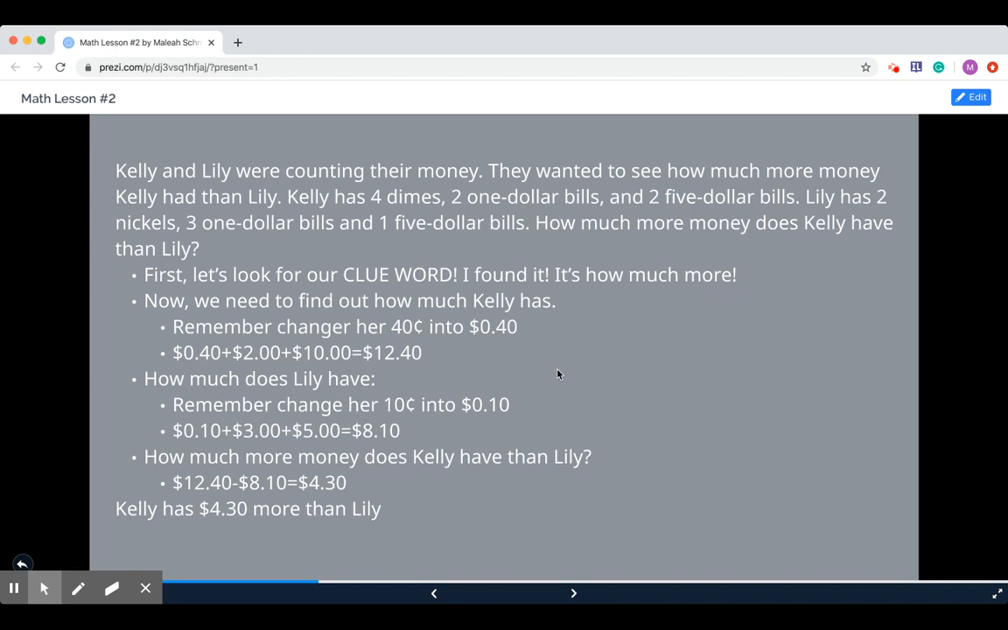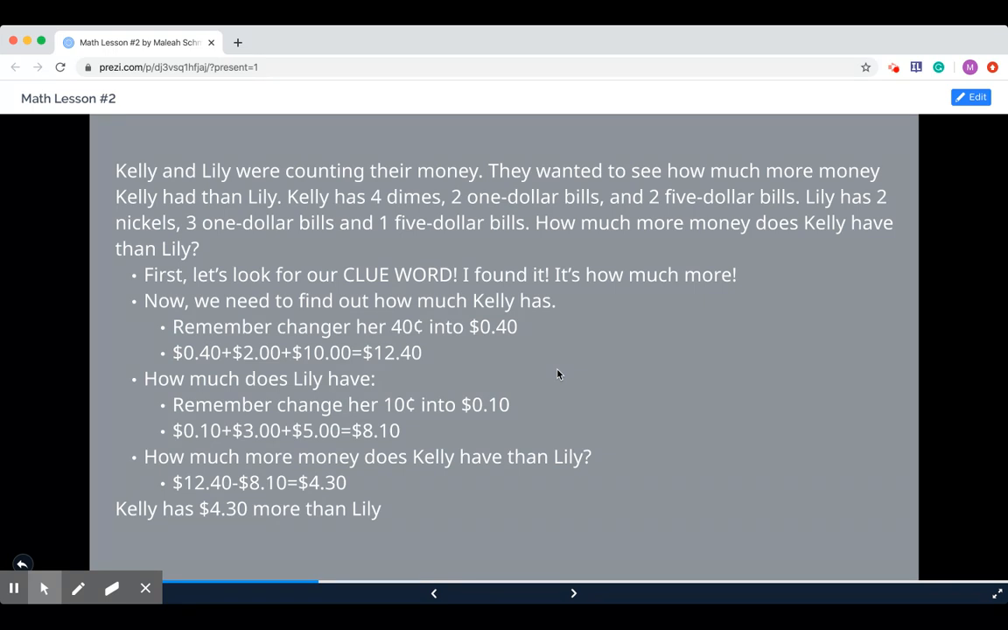So now we need to find out how much money Kelly has. Her cents equal 40 cents, because when we add her 4 dimes together, it gives us 40 cents. We have to make sure that we write it with the dollar sign. So we have our dollar sign, 0, our decimal, with the 40 written to the right of the decimal. So 40 cents plus $2 plus $10 equals $12.40. That's how much money Kelly has.